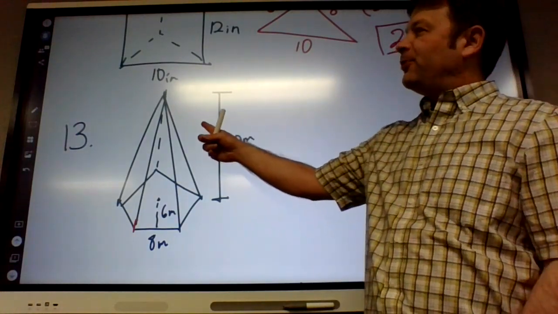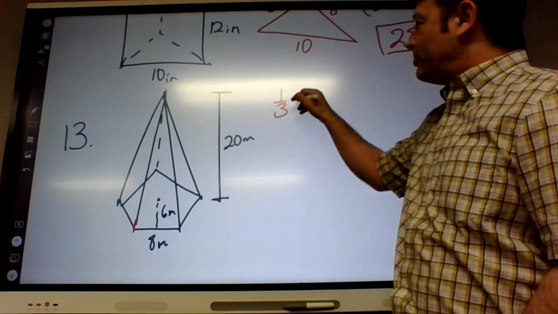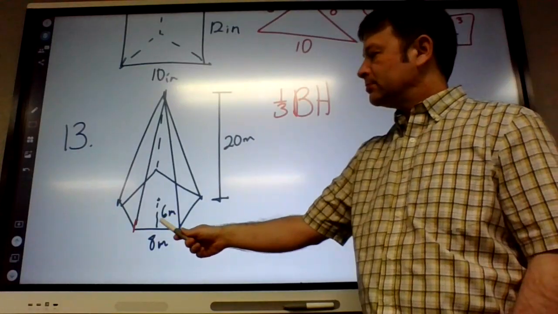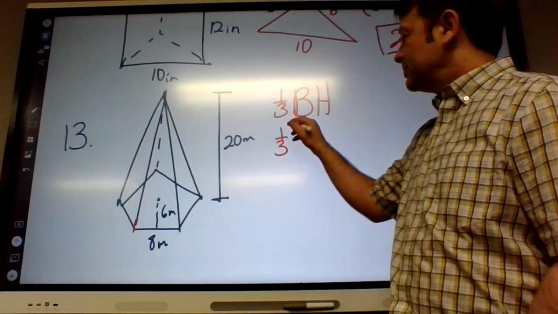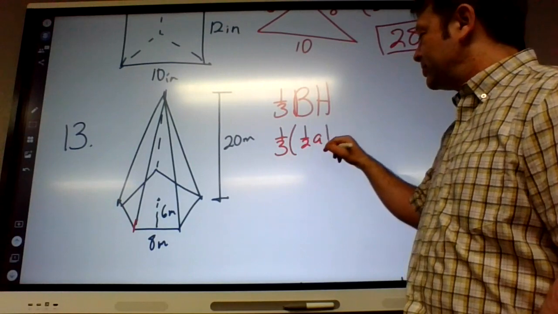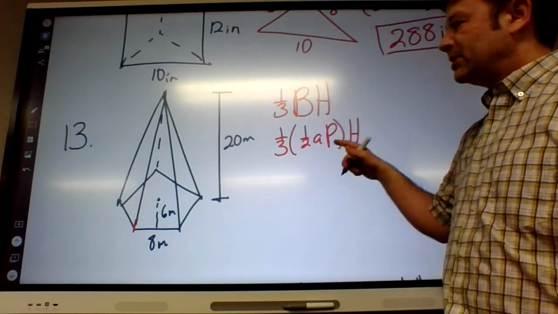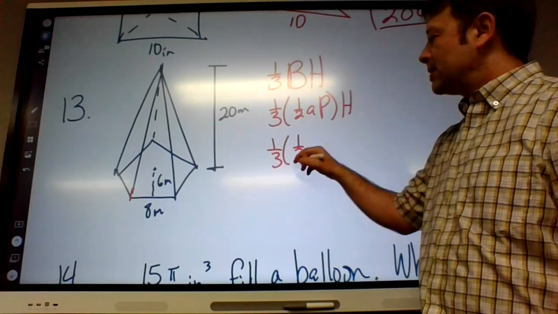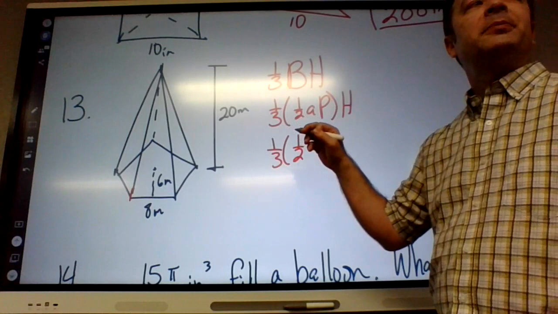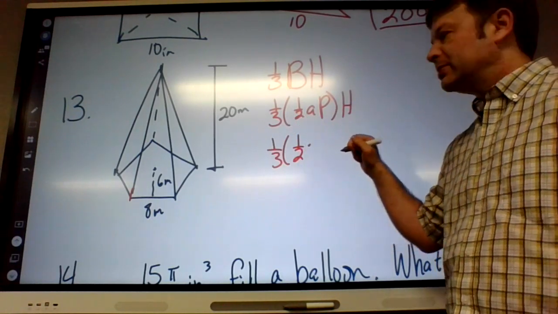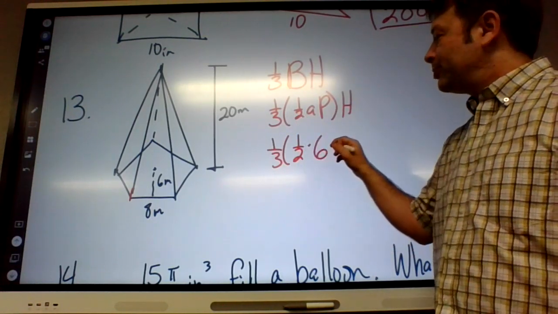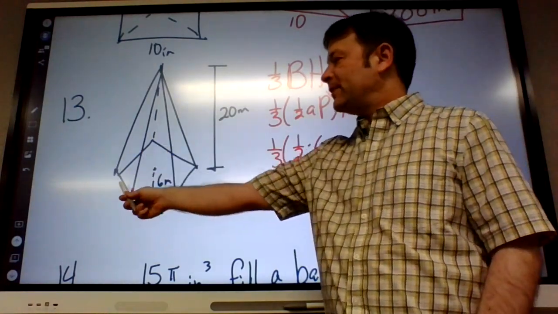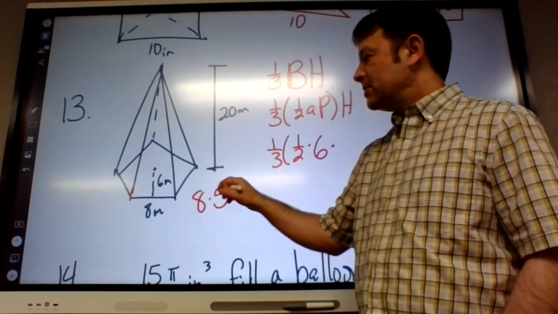Okay, so for a pyramid, we got 1/3 base times height. How are we going to find the area of the base? Base is 1/2 apothem times perimeter, so more specifically it's 1/3 times 1/2 apothem times the perimeter of the triangle. Okay, so what is the apothem on this one? 6. Okay, how are we going to find the perimeter on this one? 8 times 5.